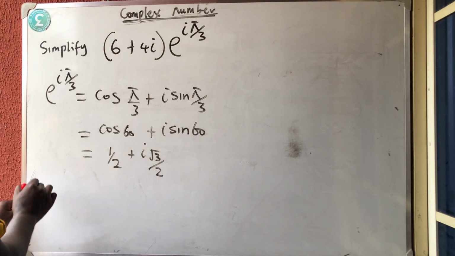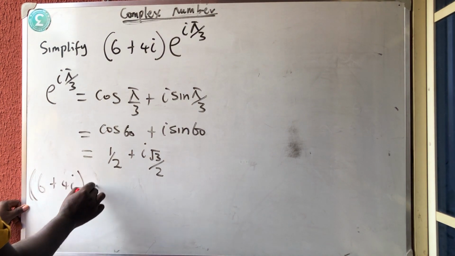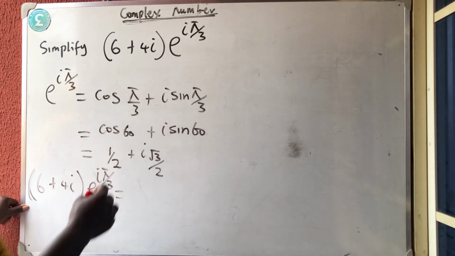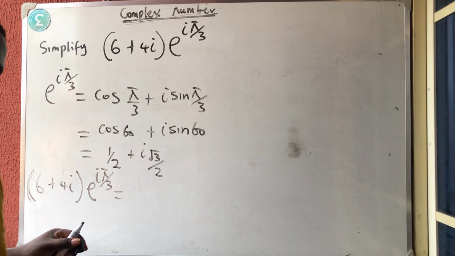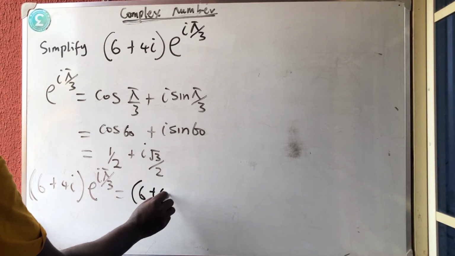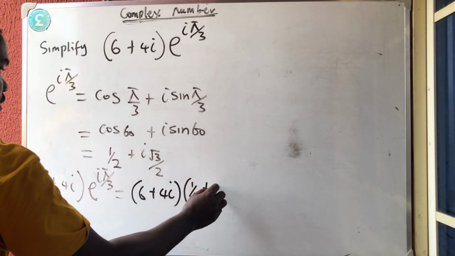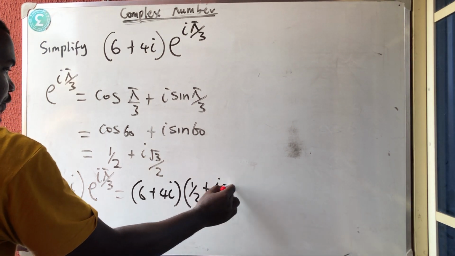So therefore, my (6 plus 4i) e raised to power i pi over 3 is equal to 6 plus 4i in bracket of 1 over 2 plus i root 3 over 2.